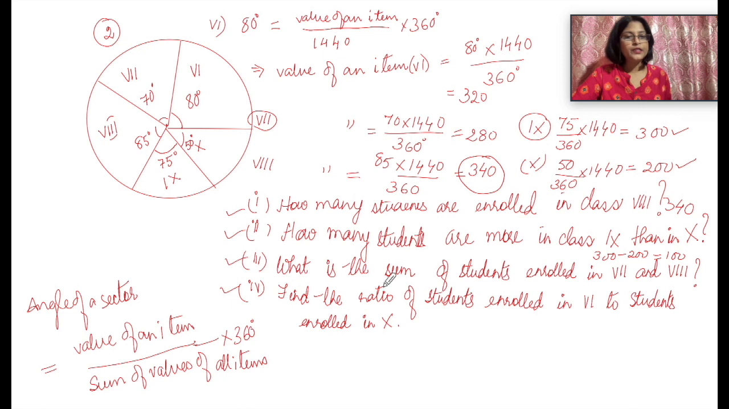Part 3. What is the sum of students enrolled in class 7 and class 8? So in class 7 we have 280 students, right? And in class 8 we have 340 students. So this will sum up to 620.